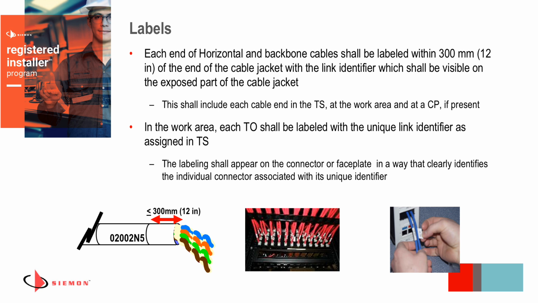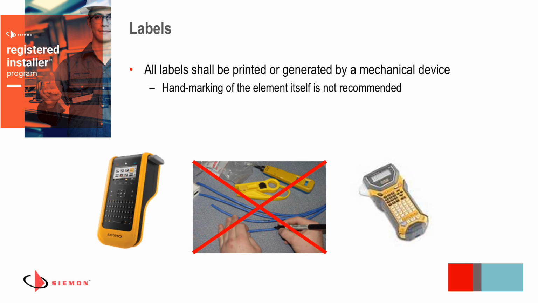In the work area, just like the telecommunications room, each telecommunication outlet should be labeled with a unique link identifier, the same one that's assigned within the telecommunications space. And ensure that it's properly identified and labeled, so if you have a 4-port faceplate, you know which outlet belongs to which identifier. And last but not least, while temporary hand markings are okay during the actual cable installation, the final labeling for all cables and panels should be printed or generated by a mechanical device. That will really speak to the professionalism and quality of the installation. You don't have to rely on interpreting somebody's handwriting, and it doesn't have a professional appearance when it's just handwritten labels at the end of the day.